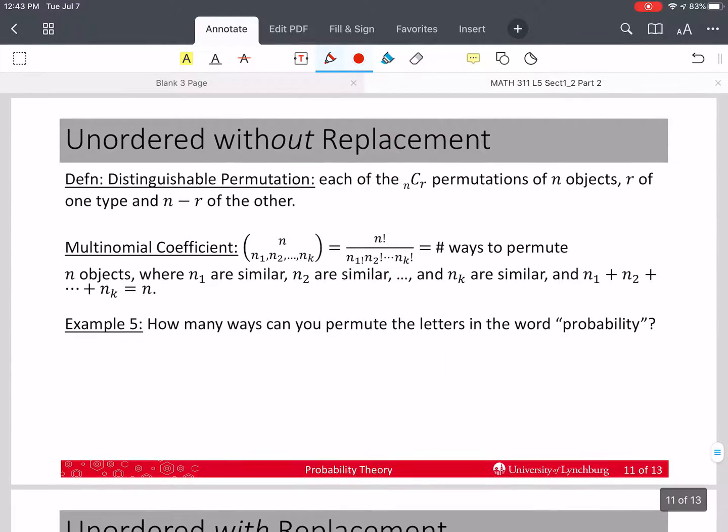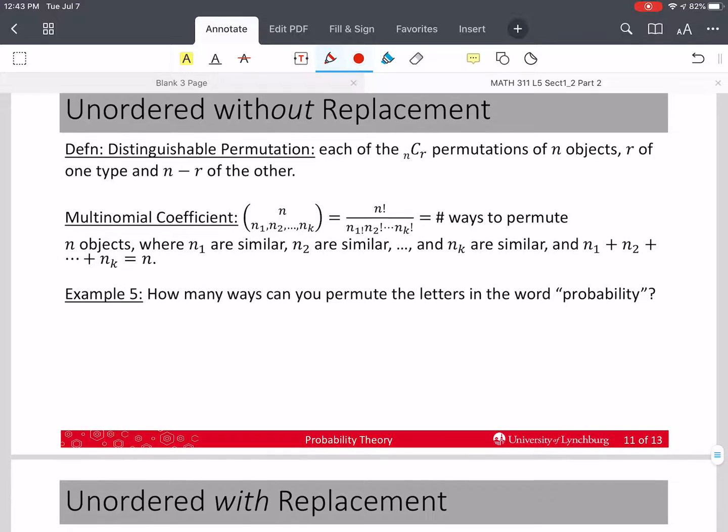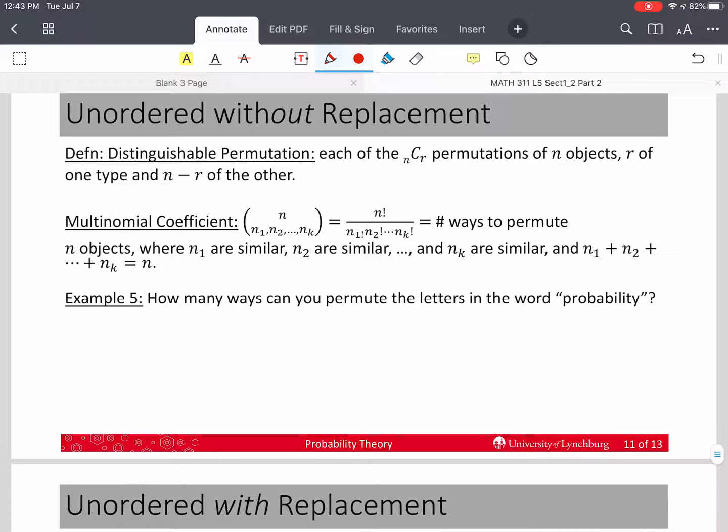So handy to know. Now let's talk about a distinguishable permutation. The reason we're going to talk about this is so that we can talk about unordered without replacement, and unordered with replacement. But a distinguishable permutation. So each of the nCr permutations of n objects, we could think of them as r of one type and n minus r of the other. Okay? So let's say that we had, instead of distinct objects, that we have n objects, r of one type, n minus r of the other.